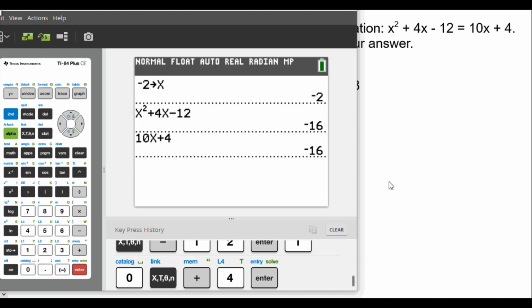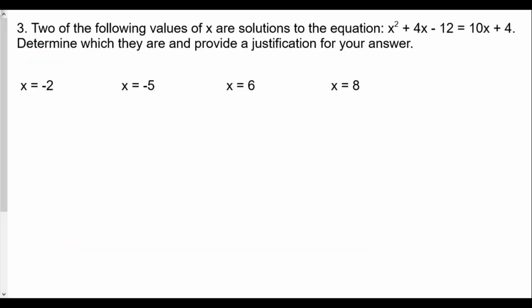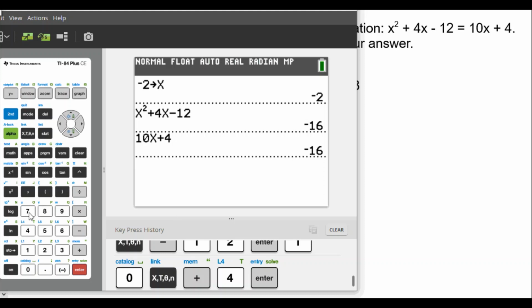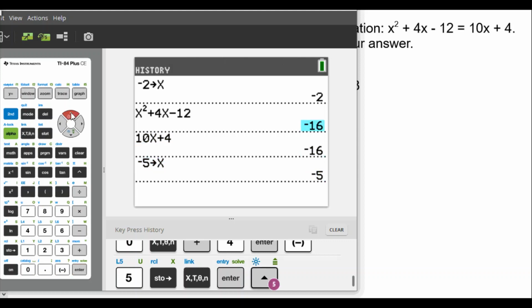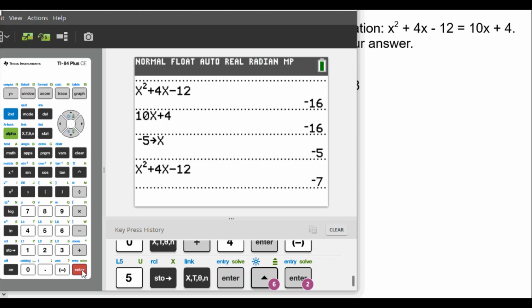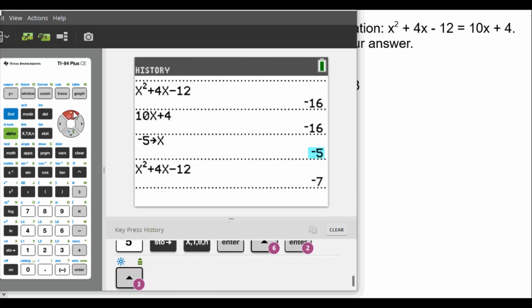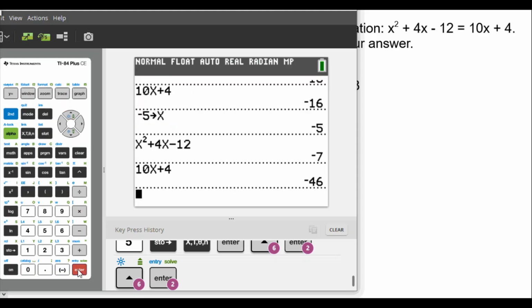The next one we're going to try is, I believe, -5. So I'm going to restore in this case: -5, store, x, and enter. Now, instead of typing out everything over again, we can bring the cursor up to the expression we want, in this case x squared plus 4x minus 12. Hit enter, and it will copy it back onto the calculator, and enter again gives -7. We can do the same thing for 10x plus 4, saving us a little bit of time. Enter again. Not going to work out for -5.